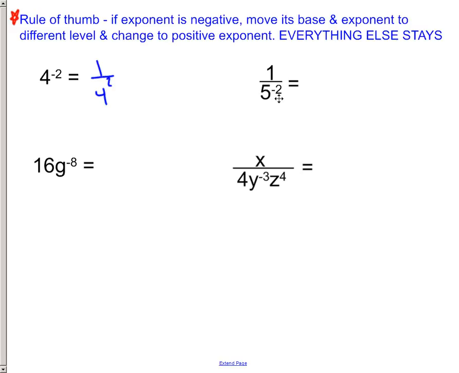So what about this? 5 to the negative second is not happy, so we need to move the base and its exponent to a different level. Let's move it upstairs. And because that's a 1, there's really no need to write 1 times 5, right? So we'll just take that off of there. How about this one?